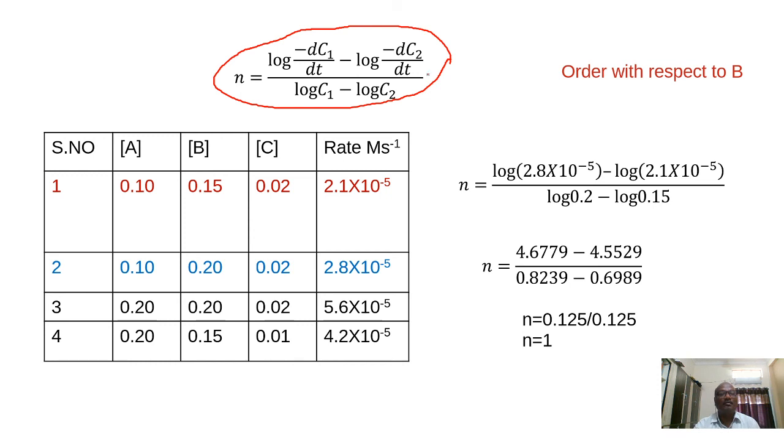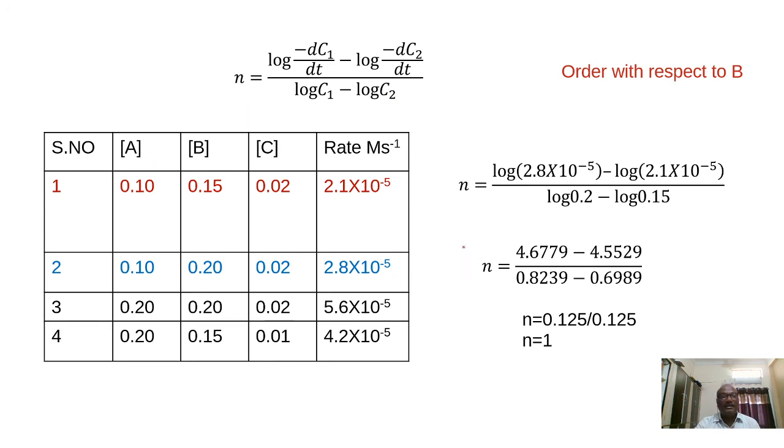Now you see this problem. Concentration of A, concentration of B, and concentration of C are given here, and the rate is given here. Let me see this case. Now the task is, we have to determine the order with respect to what? B. We have to determine the order with respect to B.